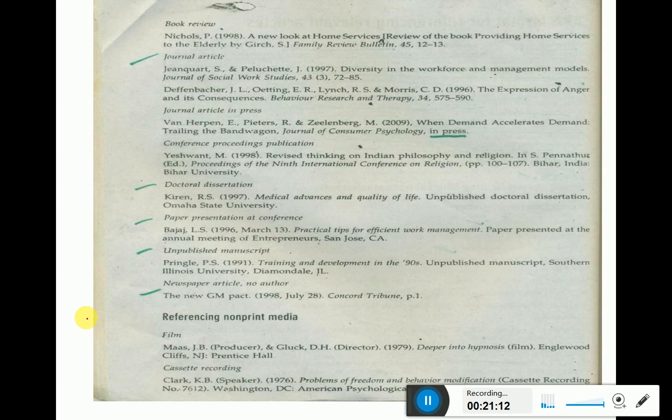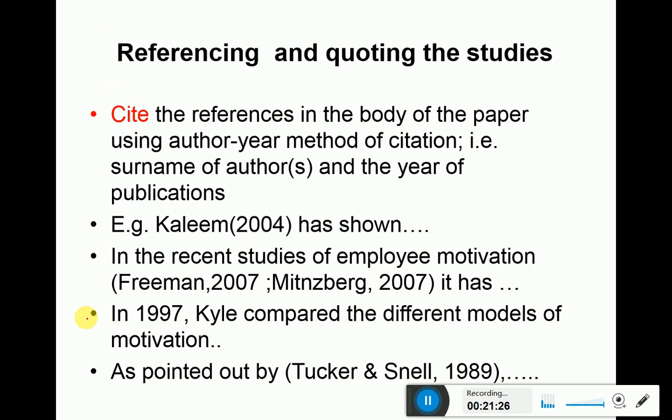Referencing non-print media is written in a particular way. Different books are referenced differently, as are one-author journal articles and other articles. Inshallah, it will make your idea more clear. That's the book you can use, and it will make your idea more clear.